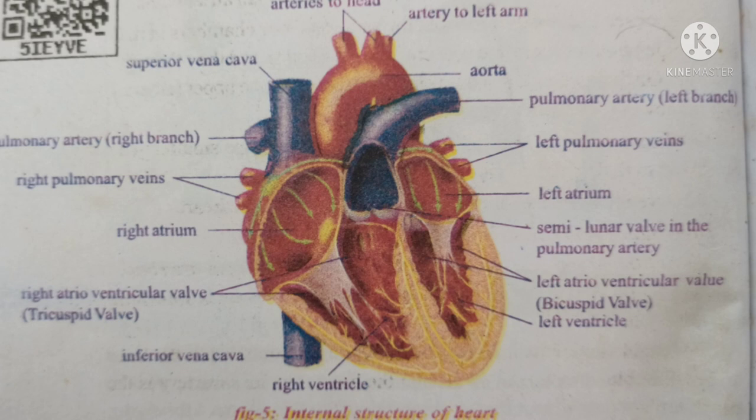From this, observe this one, the aorta. This is a long, big artery. Blood vessels are of two types, we will discuss later, arteries and veins. Here the big artery is the aorta. The aorta pumps, sends blood from the left ventricle to all body parts and to the lungs.